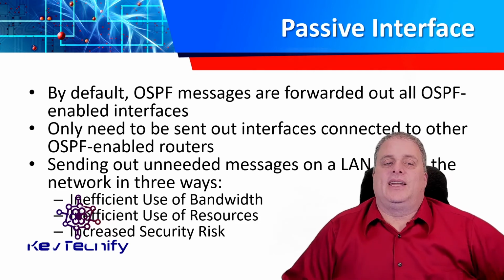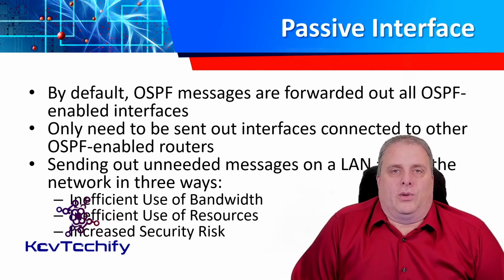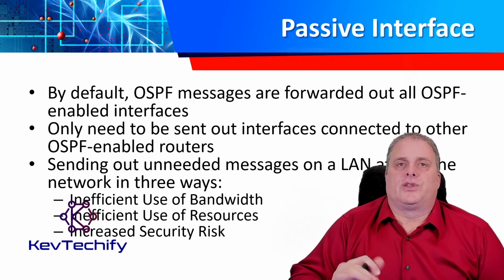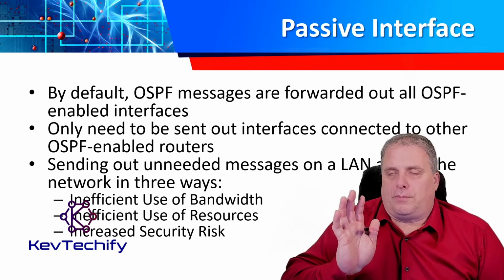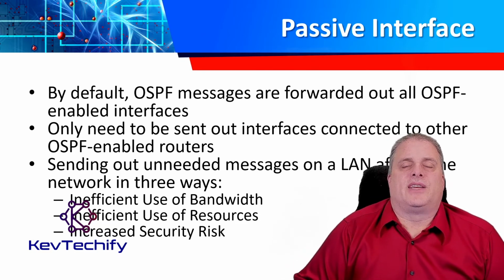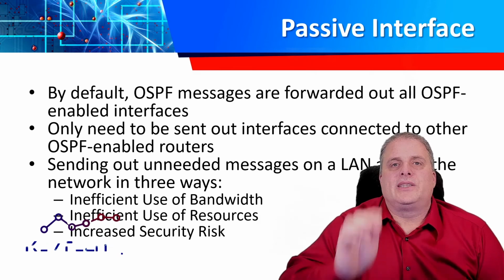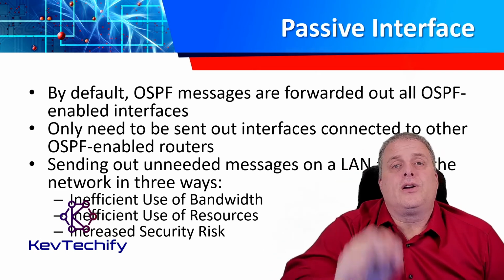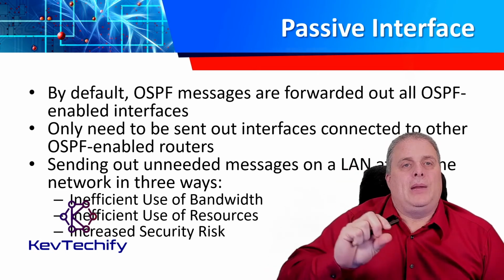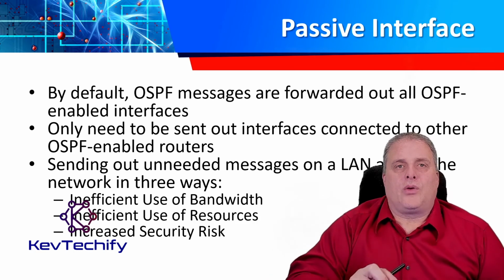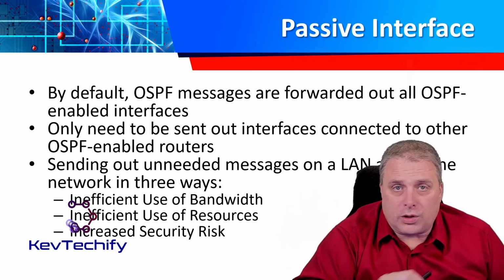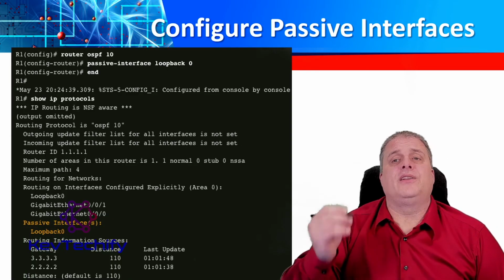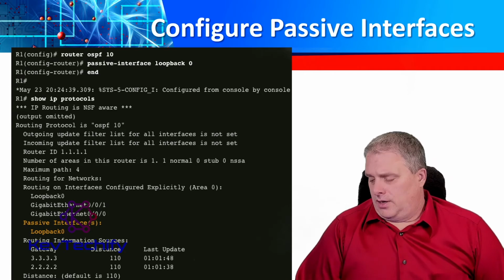Reasons for not sending that out: it eats up our bandwidth. It uses up our precious bandwidth. It uses up precious resources. We don't have to worry about giving more processor, more RAM to send out those unneeded messages. Plus, it's an increased security risk. Somebody could intercept those messages and, in theory, figure out what your network topology is, maybe figure out a way to change the routing tables, make your network not work correctly. It's just a security risk. You configure these passive interfaces.